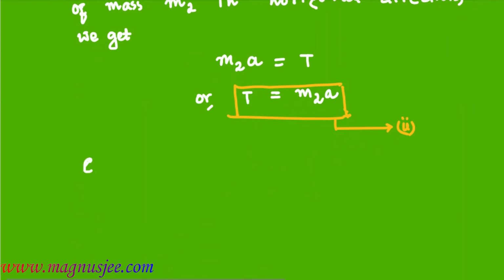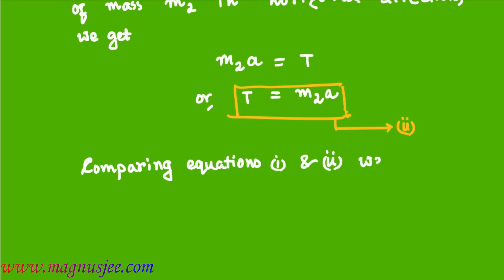So we get the two expressions of the tension acting in the string. Comparing equations 1 and 2, we get m2a equals m1g minus m1a.